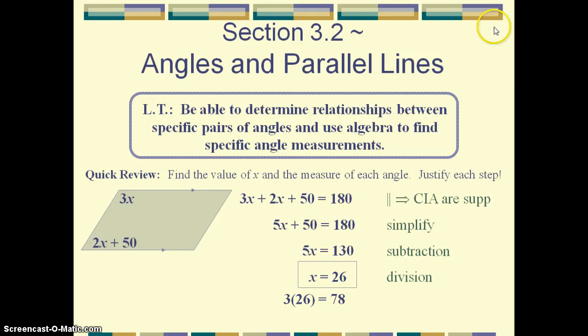It then wants me to find the measure of each angle, so I'm going to take what x is equal to and plug that back in for each of my angles. So the top angle is going to be equal to 76. And the bottom angle is going to be equal to 102. And I noticed that these are supplementary, so I did my math correctly.